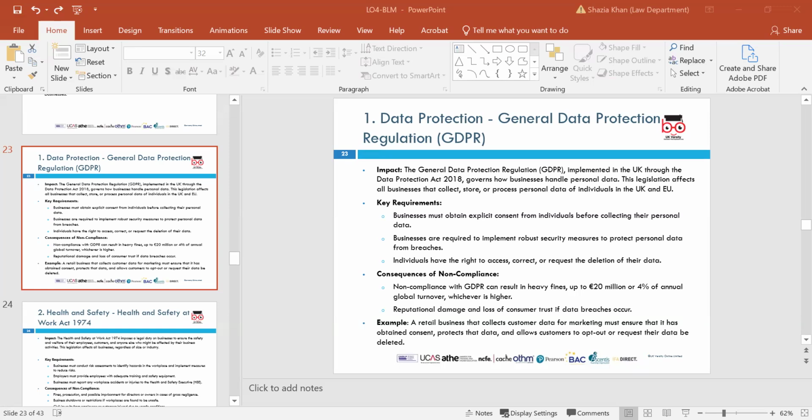GDPR is really important and it places an obligation on a business to ensure that all personal data in the UK and EU is kept within the 7 principles and that you are complying with GDPR regulations to make sure that you are not non-compliant, as you could face a heavy fine.